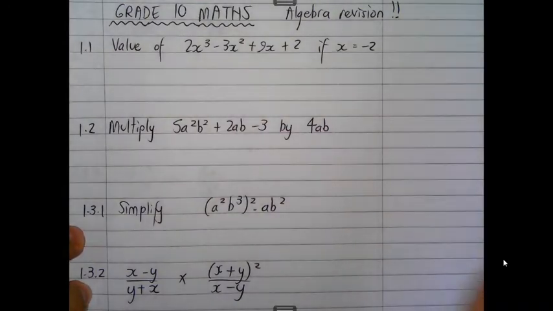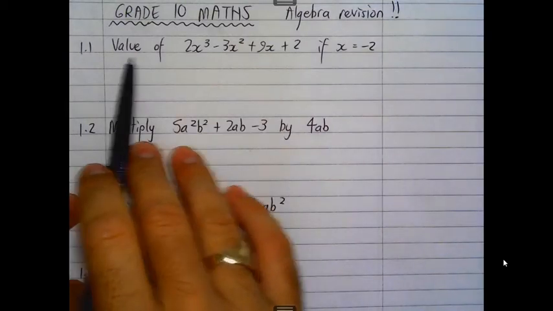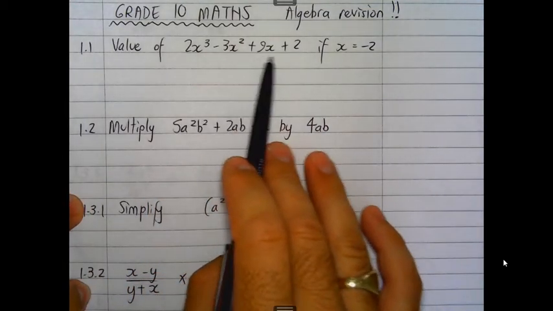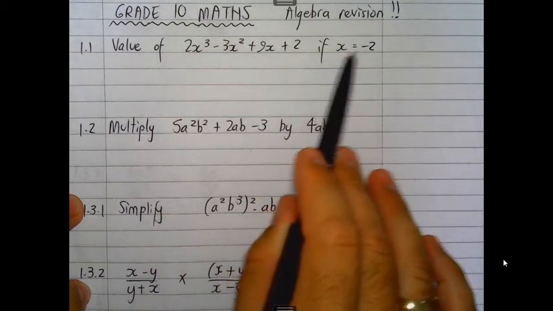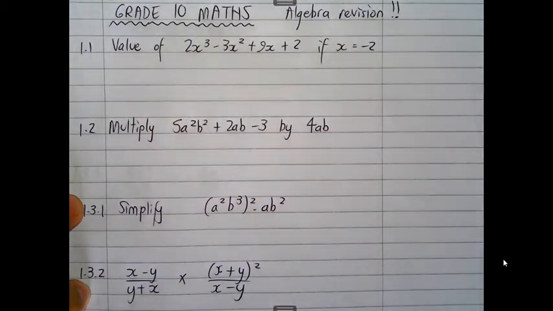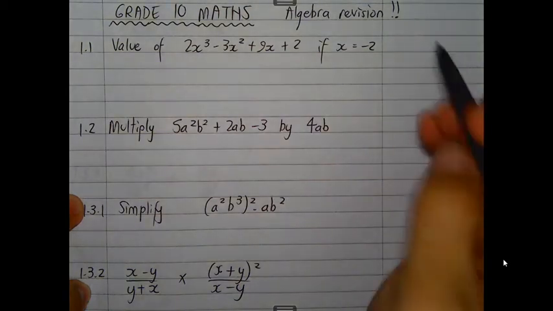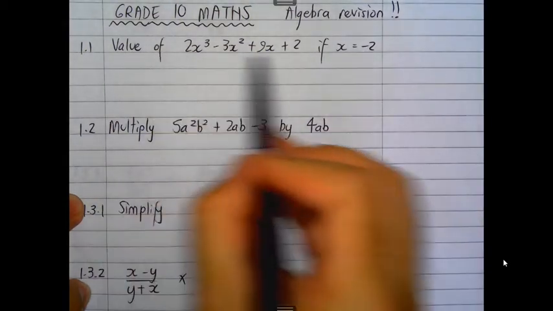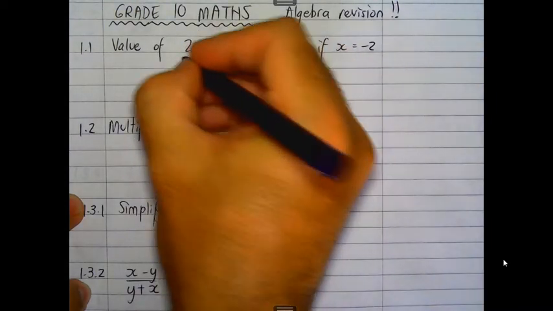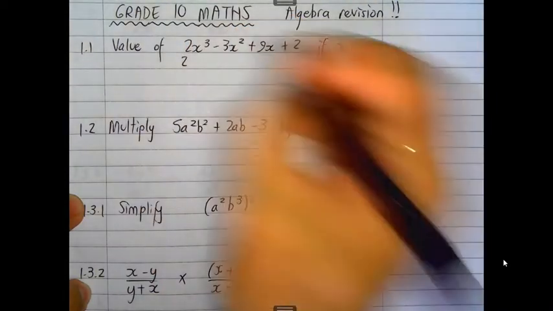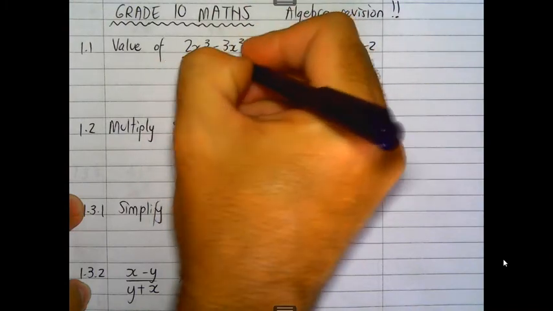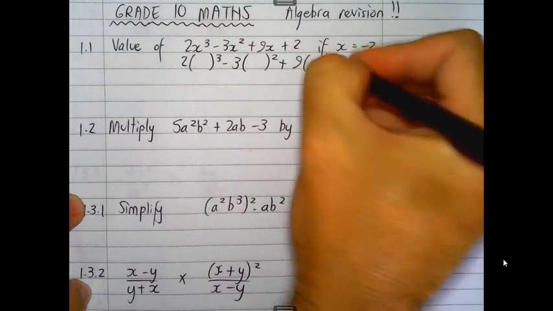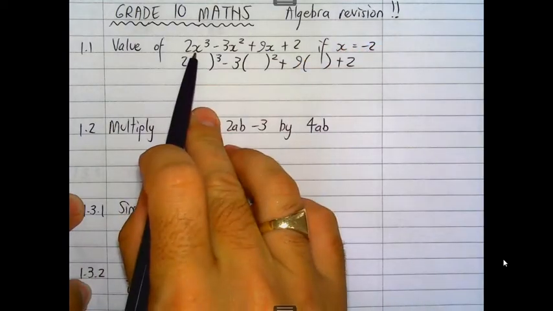Right, the first question, 1.1, asks you to determine the value of this expression, 2x cubed minus 3x squared plus 9x plus 2, if x's value is negative 2. Now, this section you would have covered early on in grade 9, and it talks about substituting this x value into this expression. And the way I like to do it, and I'm sure your teachers will do the same, is we use brackets to replace the x value with what its value is. Right? So you see wherever there was an x, I've put a bracket.